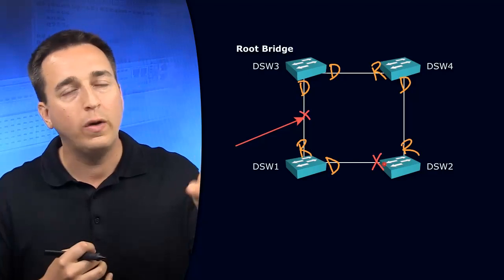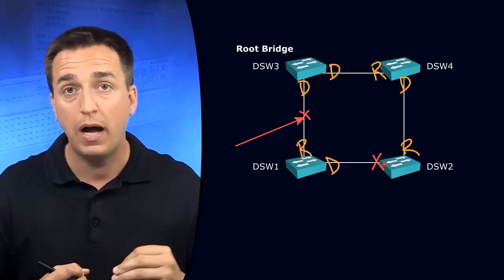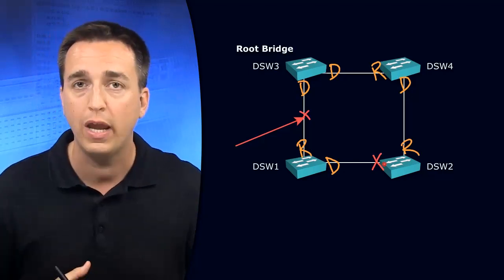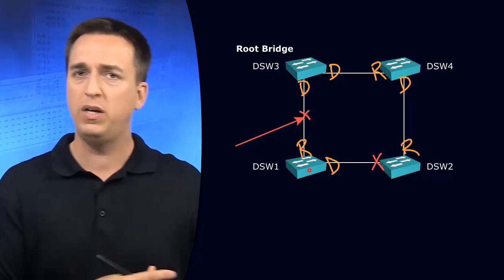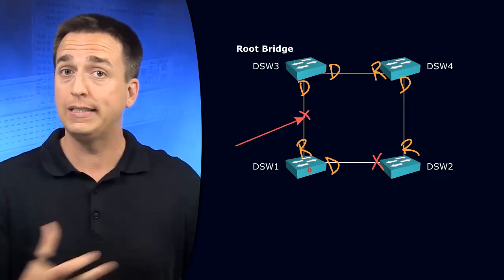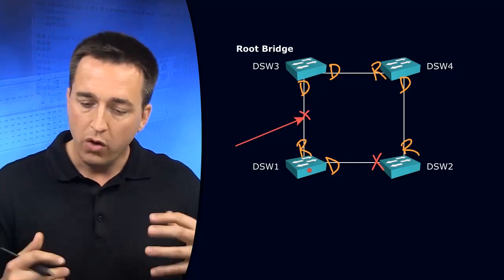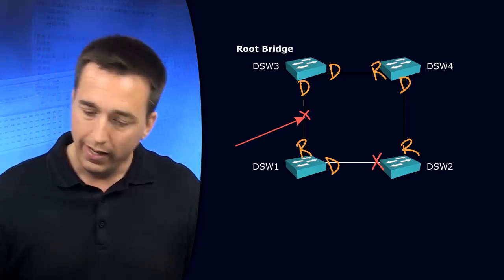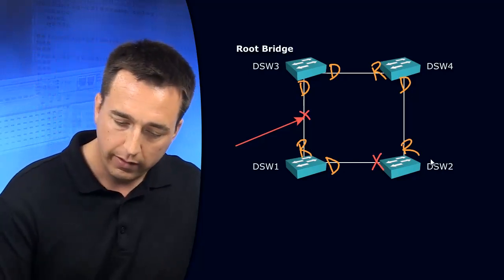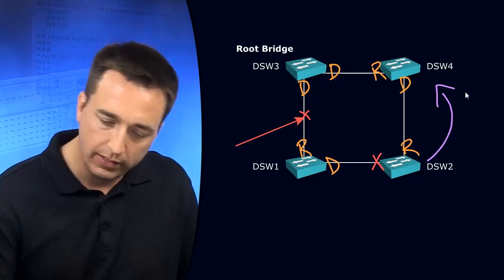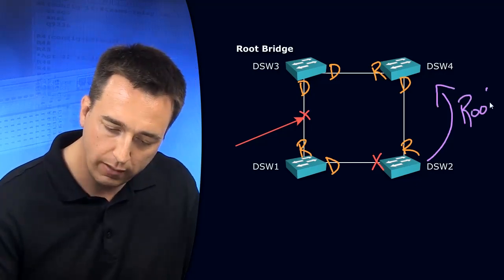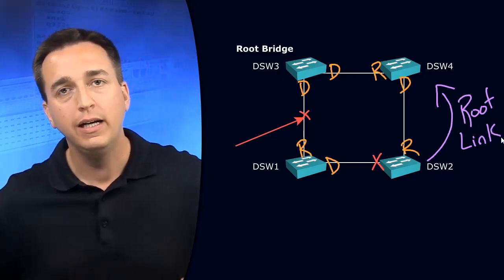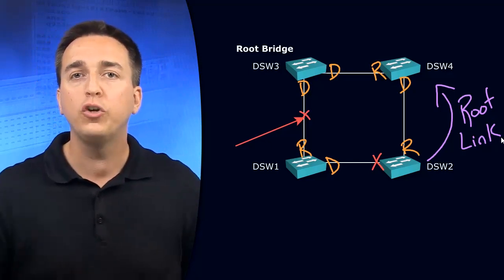So instead of having to wait the 20 seconds for the max age timer to expire, when we stop receiving those BPDUs from the original root bridge and we start receiving these other BPDUs from DSW1 claiming it to be the root bridge, with BackboneFast enabled, our switch DSW2 can send out a query. This is known as a root link query. And that root link query is going to be forwarded on through the topology.